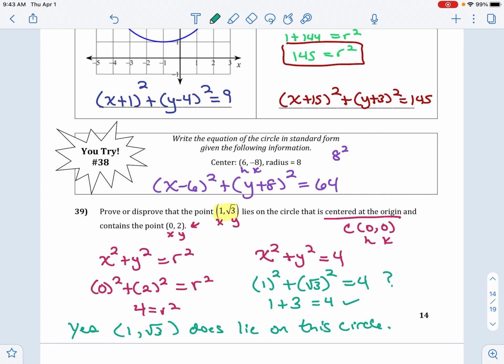So that's it for equations of circles on the coordinate plane and also standard form.